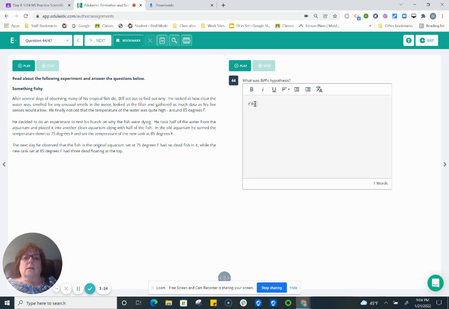If the fish are dying, then the 85 degree temperature is too high. If the fish are dying, then the 85 is too high compared to the 75 degree water. Some type of if then statement.